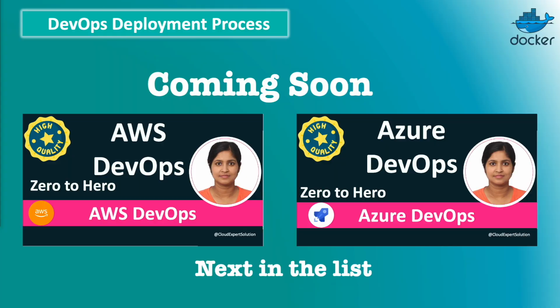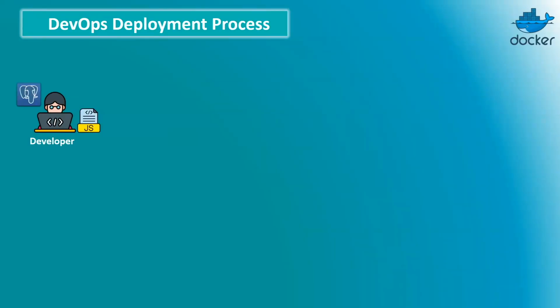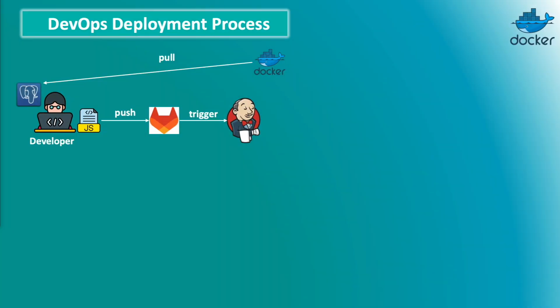To start with, here is our developer with the required tech stack for the application development. Step 1: the developer will pull the Docker image for the database and the required runtimes. After completing the development, the developer will push the artifacts such as source code and configuration to the code repo. Let's assume GitLab here. At the GitLab push event, that means when the source code is pushed to GitLab, GitLab will trigger a Jenkins build.